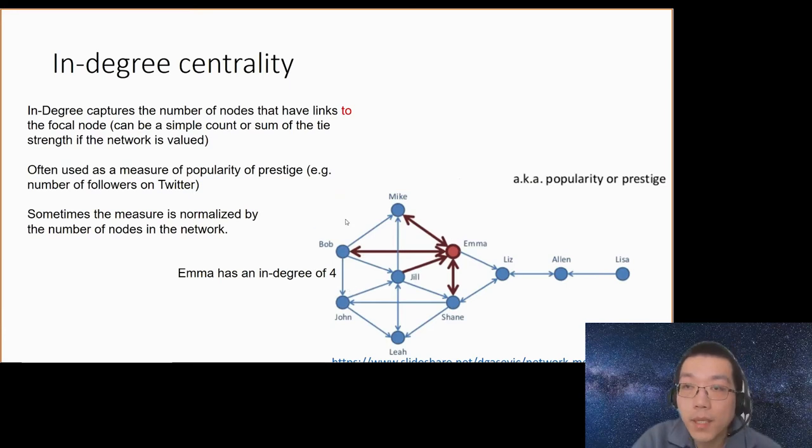And in this friendship nomination network example here, Emma has an in-degree of 4 because Emma has received 4 links from Mike, Bob, Jill, and Shane. So Emma has an in-degree of 4.